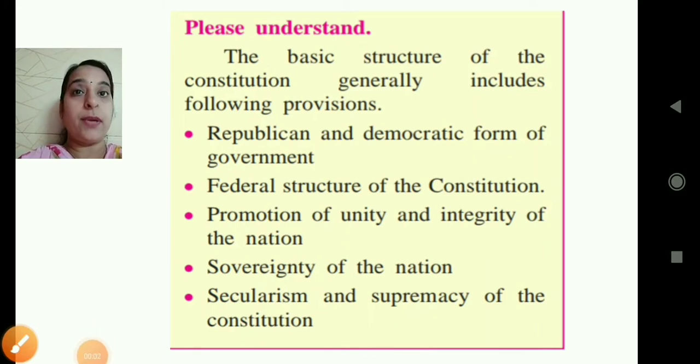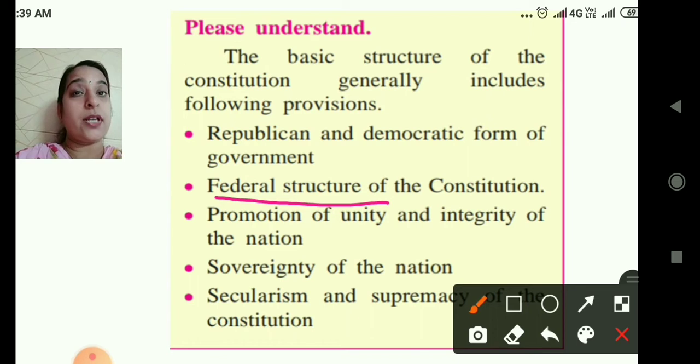Now children, the basic structure of the constitution generally includes the following provisions: republican and democratic form of government, federal structure of the constitution, promotion of unity and integrity of the nation, sovereignty of the nation, secularism and supremacy of the constitution. Federal structure means decentralization of power. Sovereignty of the nation means that we can govern our own country, there is no influence of any external factor.